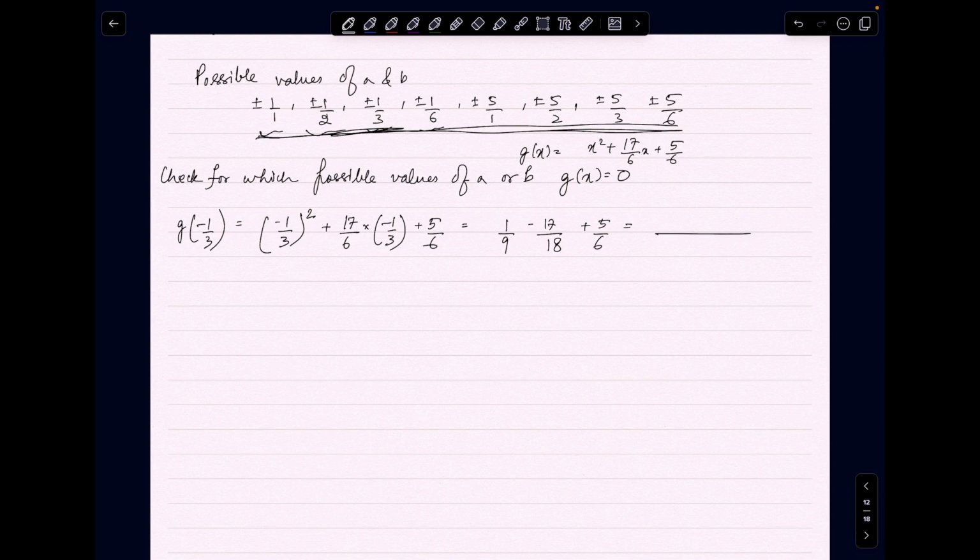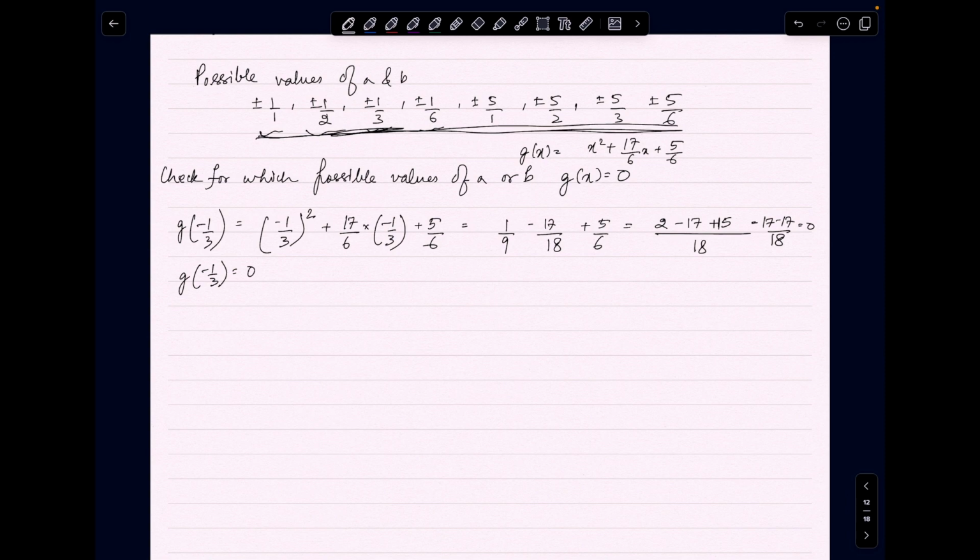So the LCM at the denominator will be 18. So 9 into 2 is 18, so 1 into 2 is 2. 18 into 1 is 18, so this is minus 17 into 1 is minus 17. 6 into 3 is 18, so 5 into 3 is 15. Got my point? So here you are saying that is 17 minus 17 by 18. That is equal to what? 0. So g of minus 1 by 3 equals 0.